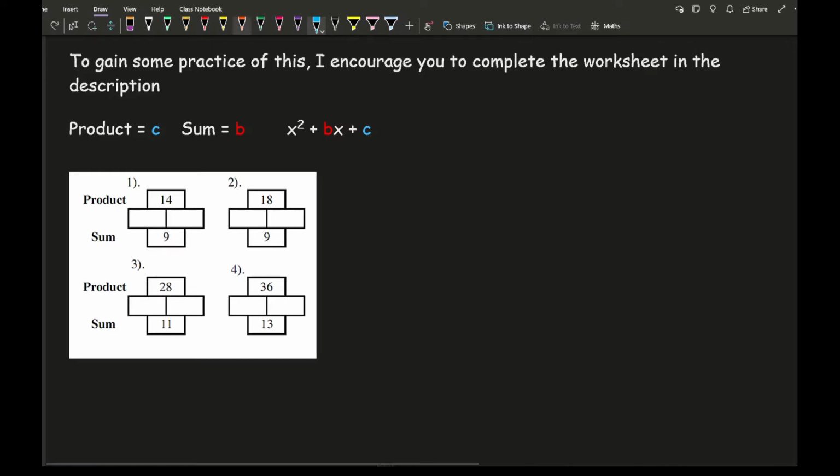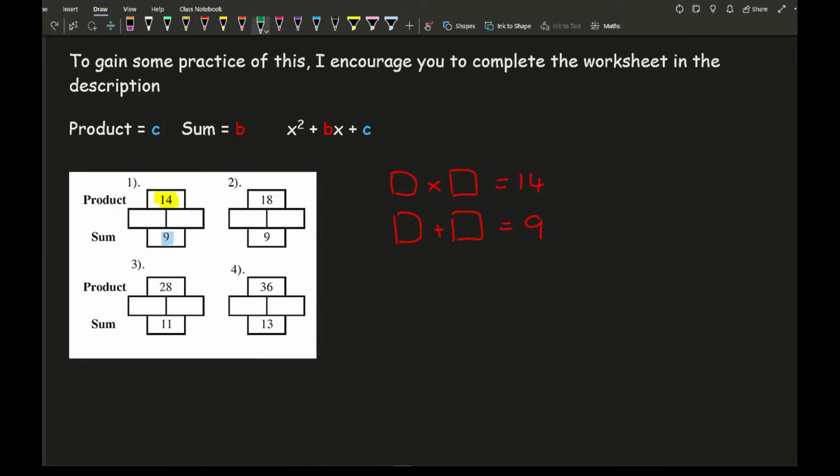Now here we've got a number that we need to find that multiplies to give you the top number but added together gives you the bottom number. So what I want to do is find two numbers that multiply together to give me 14, but the same two numbers need to add together to give me 9.